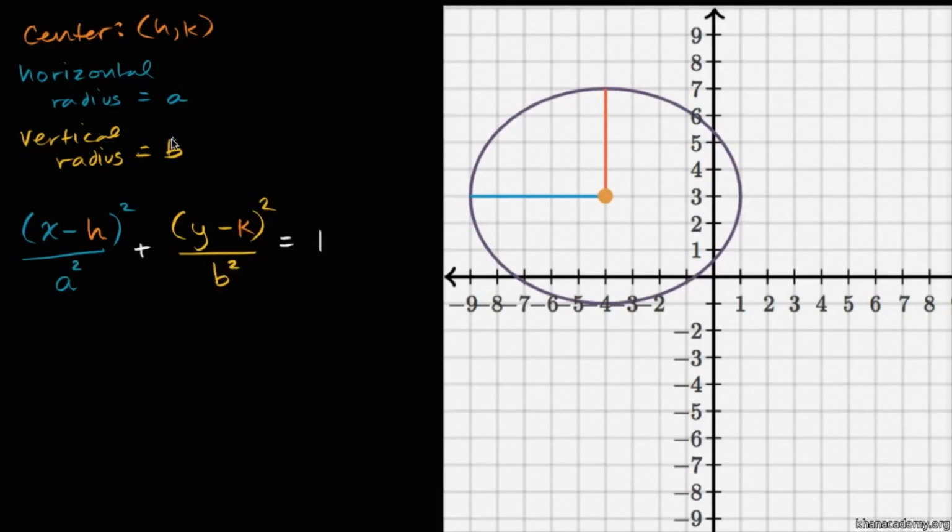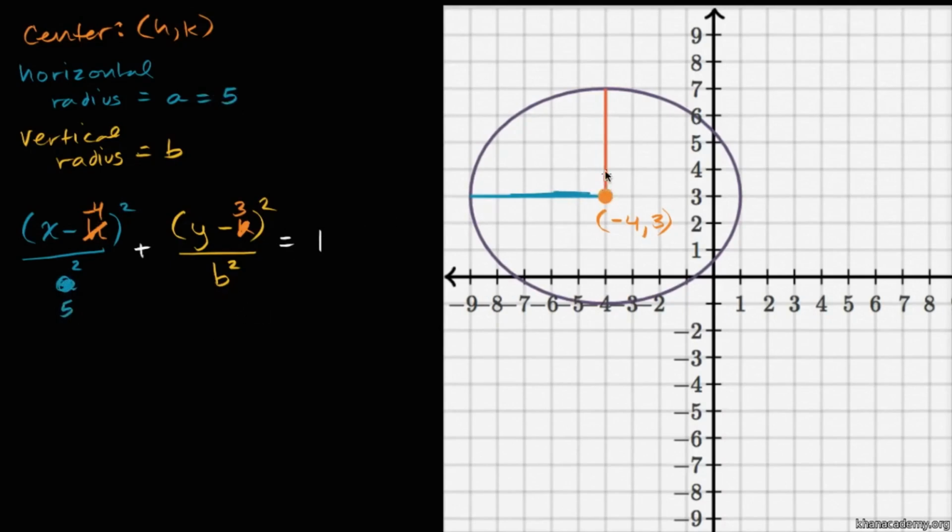So what are h and k and a and b in this situation? Well, h and k are pretty easy to figure out. The center of this ellipse is at the point, see, the x-coordinate is -4, and the y-coordinate is 3. So this right over here is -4, and this right over here is +3. And what is a going to be? Well, a is your horizontal radius, your radius in the horizontal direction, so it's the length of this line right over here, and we can see it's 1, 2, 3, 4, 5 units long. So a in this case is equal to 5, so this is going to be 5 squared.